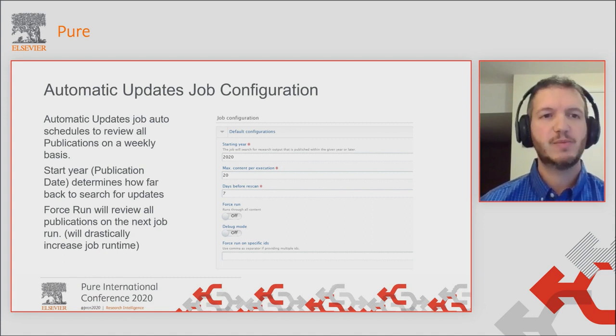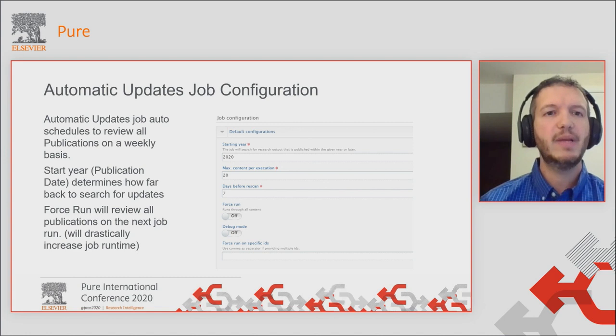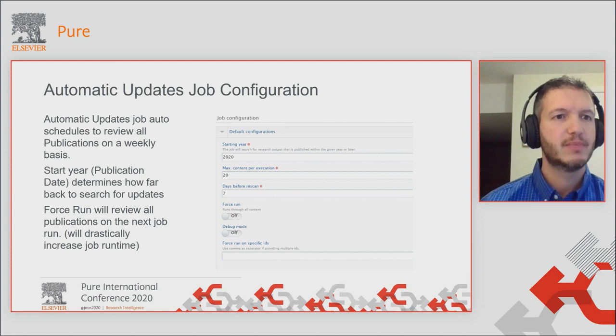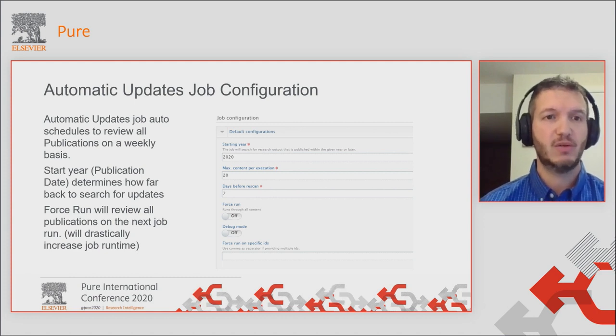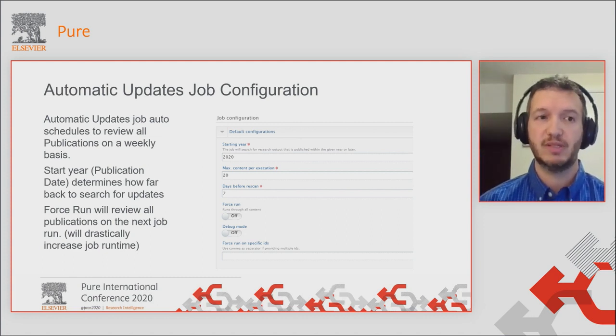And finally, the days before rescan. The days before rescan is what this job uses to schedule itself automatically. That means that by default, the available updates job will ensure all publications are scanned within the time frame of the number of days listed here. The last important item would be force run. This option will review all publication records for updates during the next job run. As a note, this will greatly increase your job run time.